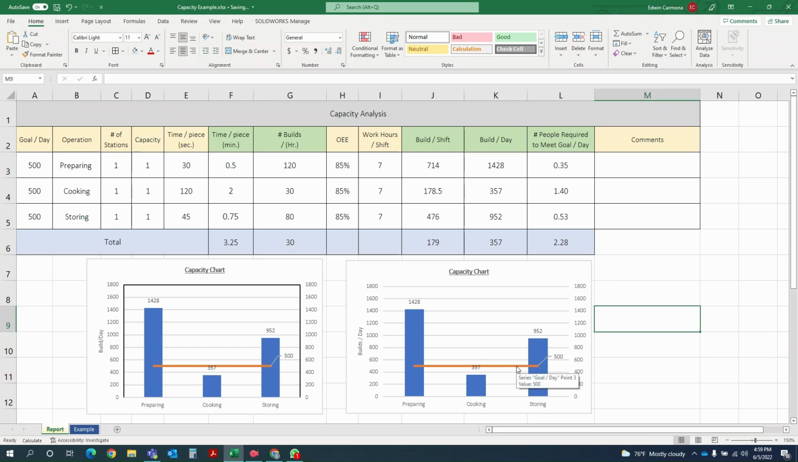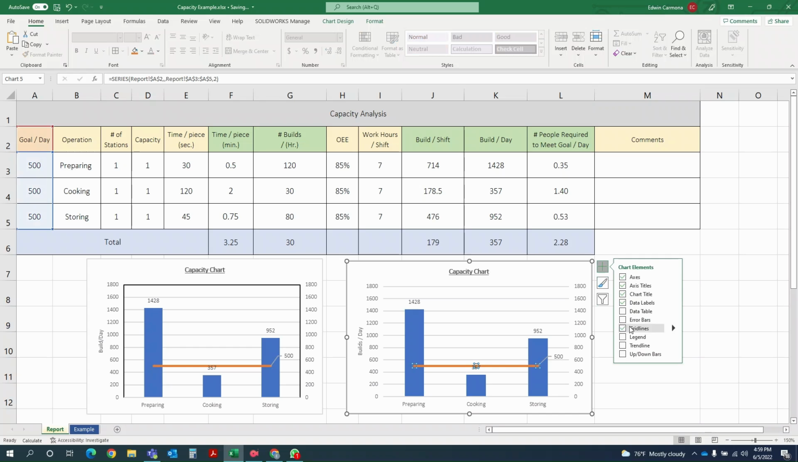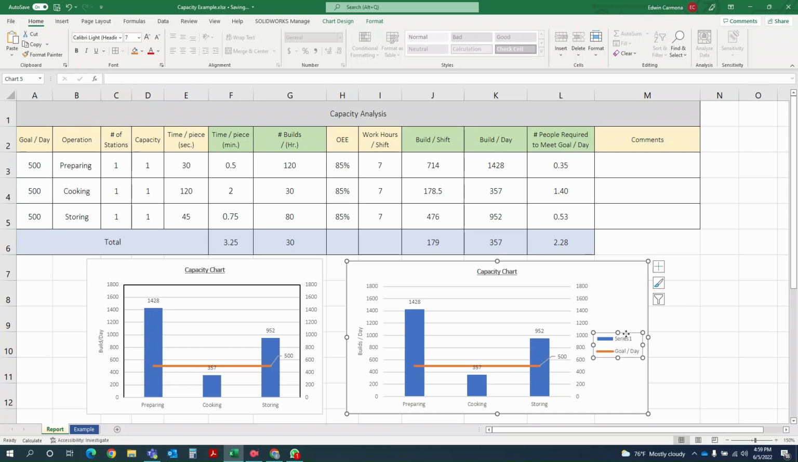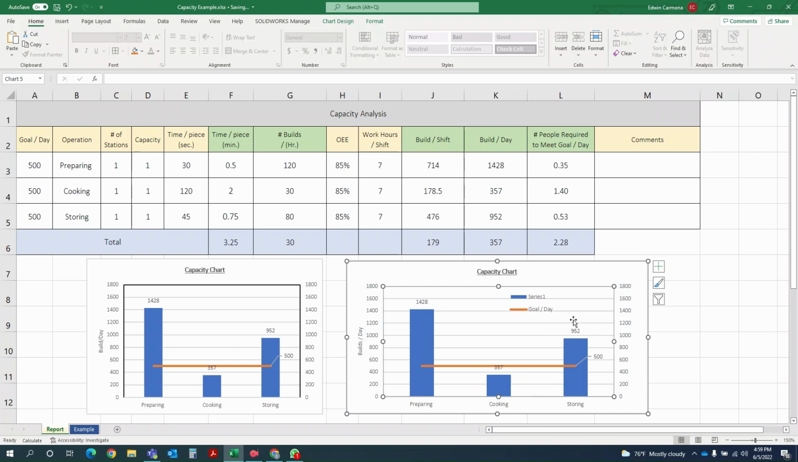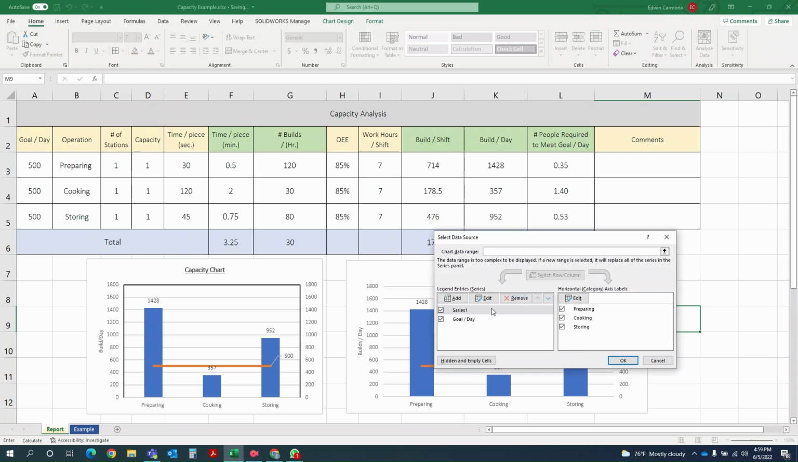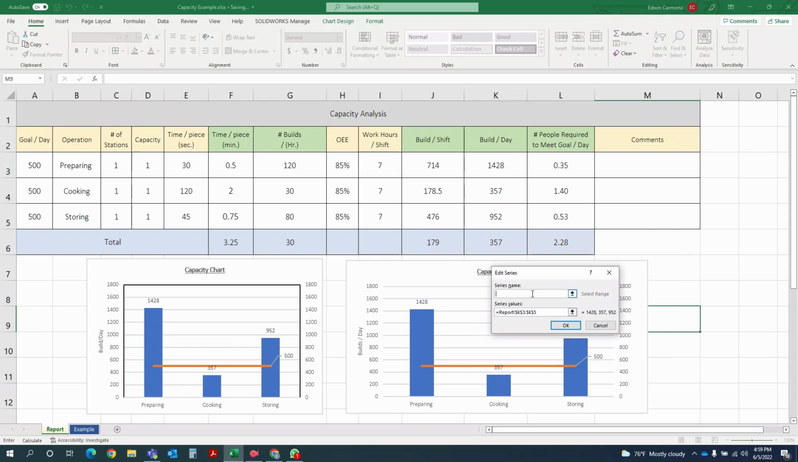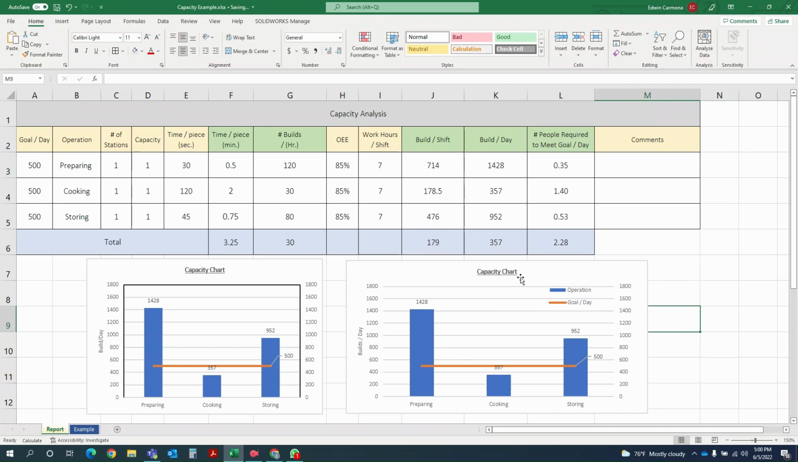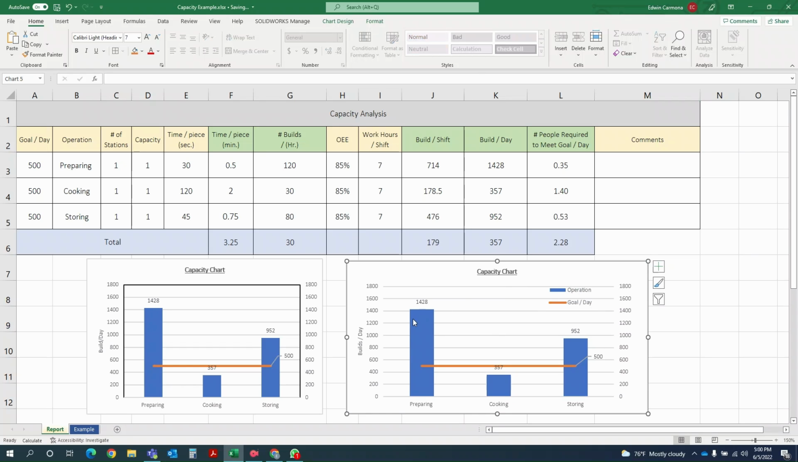That essentially demonstrates this is your actual goal, and if you wanted, you can put a legend. It shows you what's what. If you wanted to change the series name here, this is series number 1. Just go edit, and let's call that operation. There should be a really nice chart right there for you.